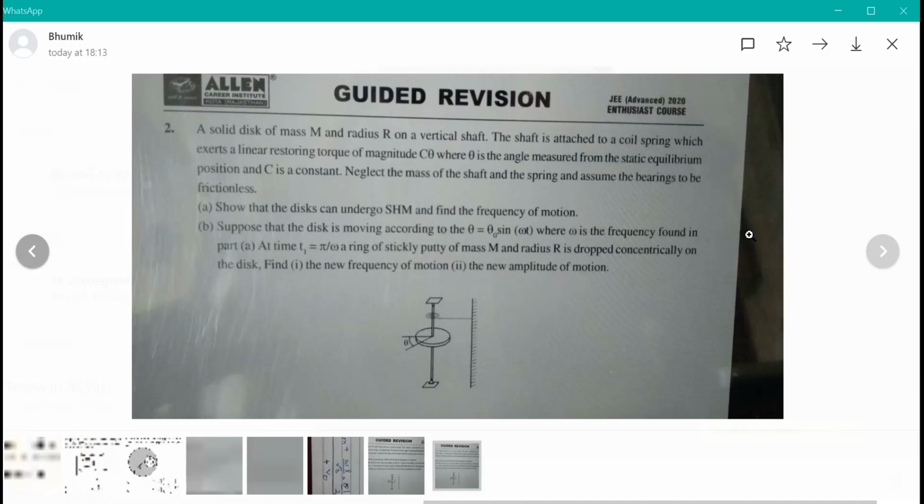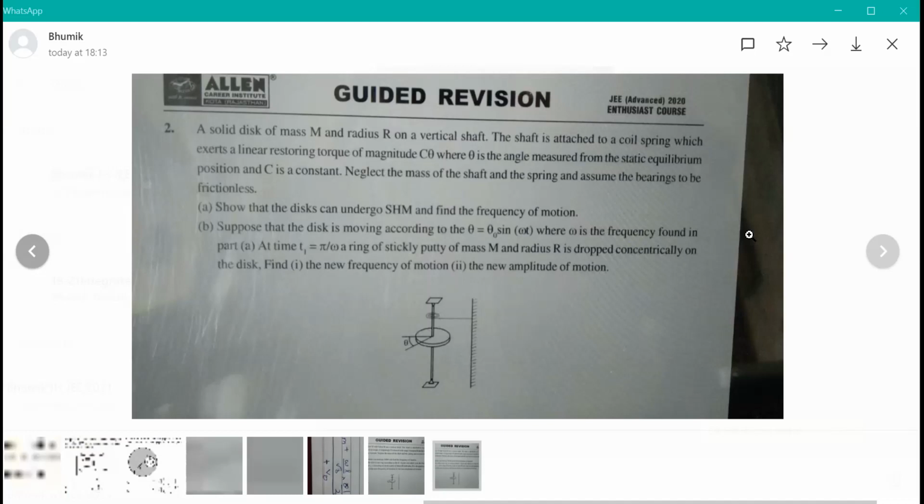And at time t1 equal to this, a ring. Okay, so we have a single disk only, no? We have only a single disk, right? Why is the question saying disks? We have a single disk, on which we are going to place a ring. Yeah, okay.